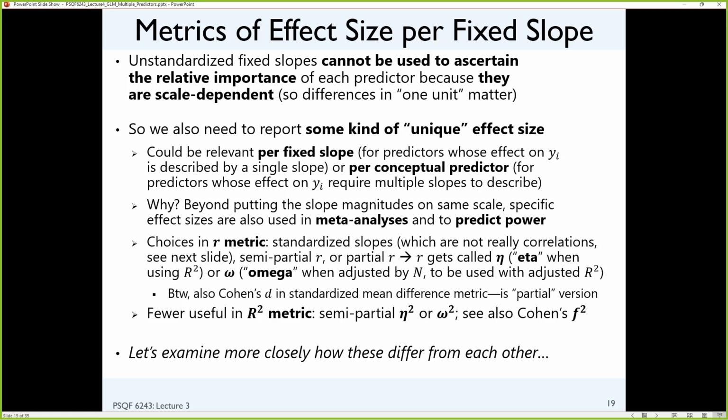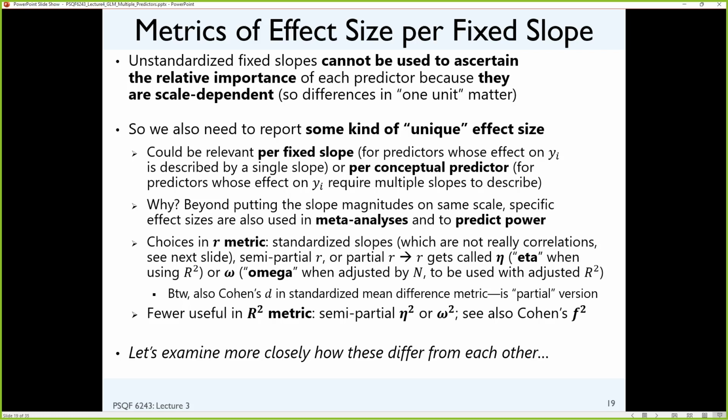But then also, power for what? Is that the power to detect a significant R square for the model? Is that the power for one slope? Is that the power for one predictor, which is composed of multiple slopes? Like, what is that? So the most important thing you can do is be clear about what you have done.